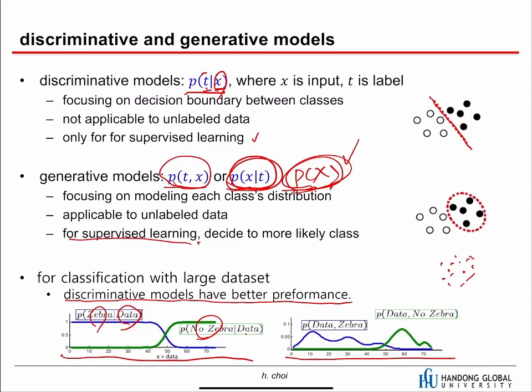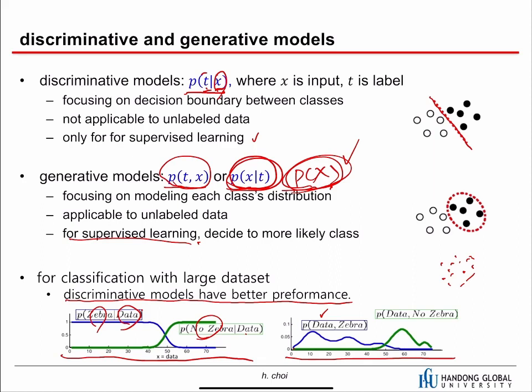And when we compare these two probabilities, if this one is higher than the green one, then we say, oh, this is a zebra. Otherwise, this is not a zebra. So we can use generative models for classification.